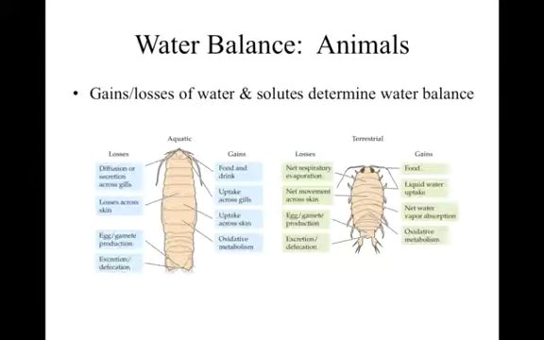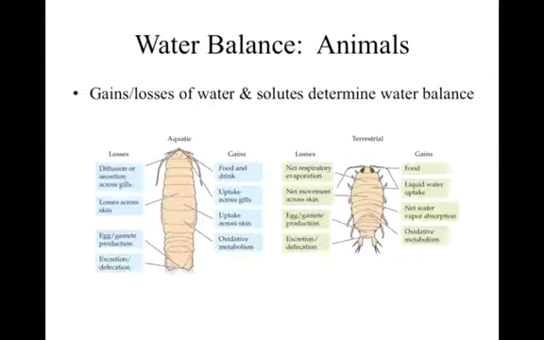Terrestrial organisms tend to lose water through respiratory evaporation. So when I breathe out, water comes out, and that's one way I lose water. They also lose it through their skin. For instance, I might sweat. Even if I don't sweat, I'm constantly losing a little bit of water through my skin. Egg or gamete production, excretion. When you poop or pee, there's water and solutes going out.